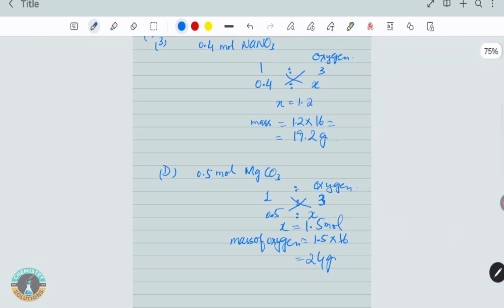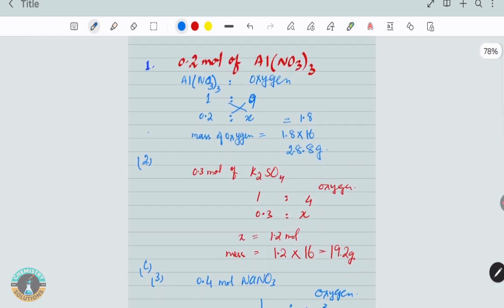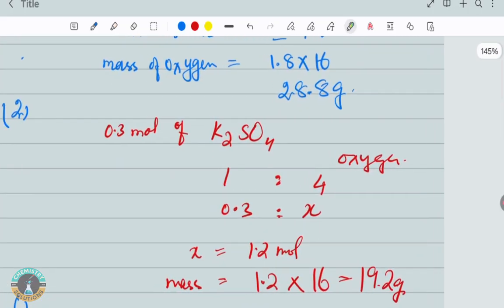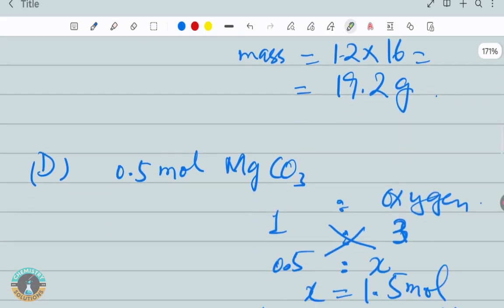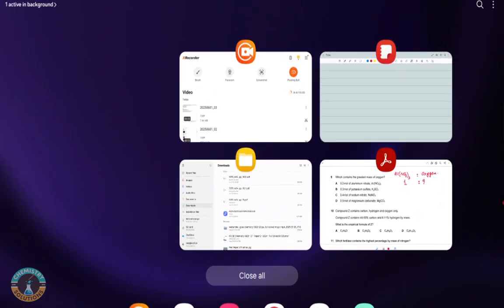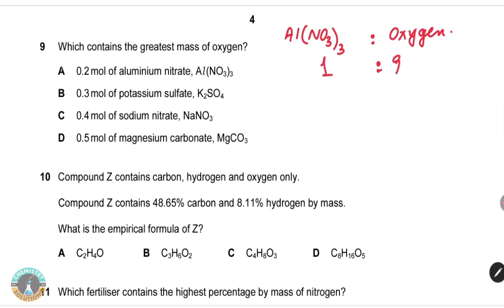So now we have to check overall which mass is greater and which is not. So the answer will be 28.8 gram, because this will have the greater mass of the substances here. So 28.8 gram is our answer. So the correct option of R is option A.